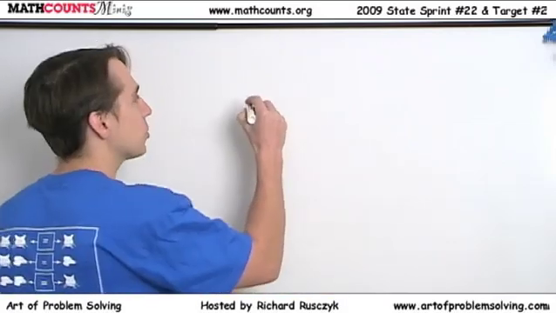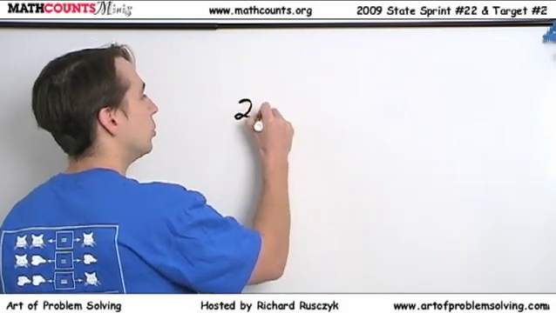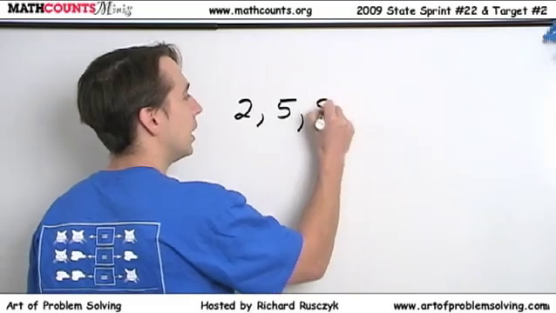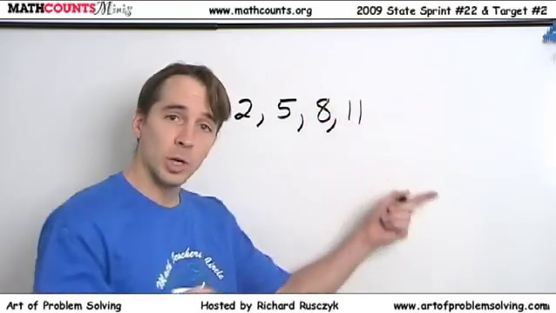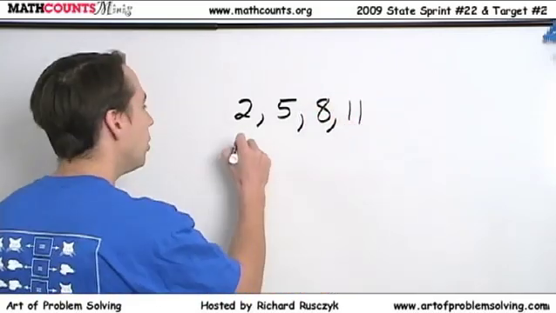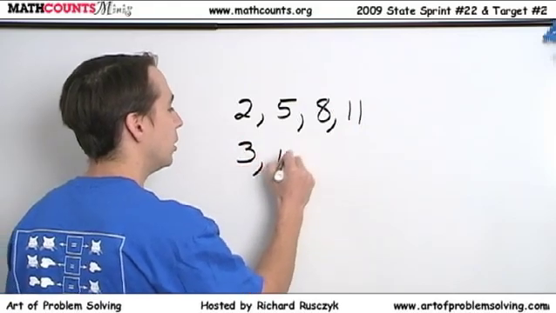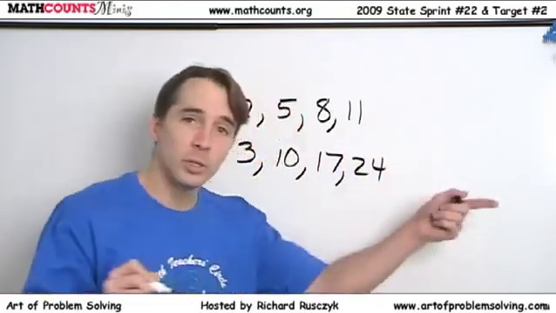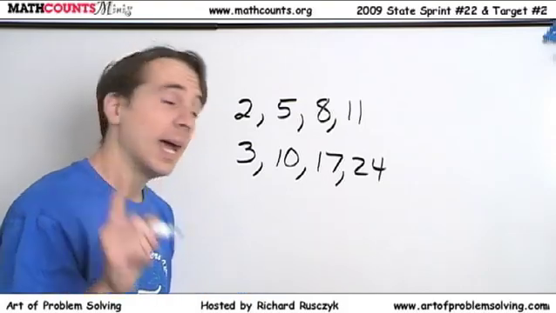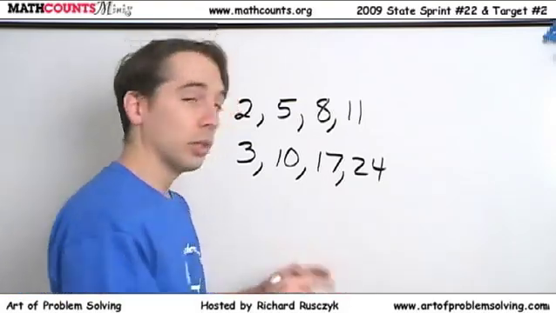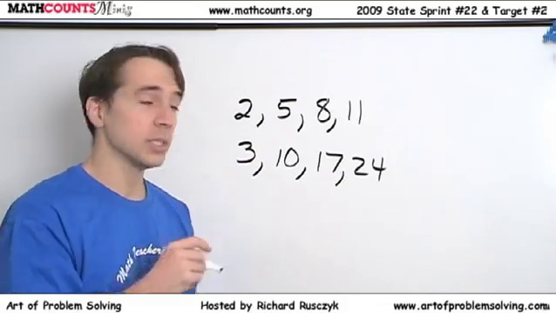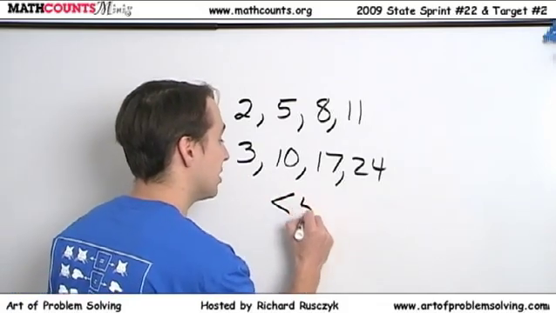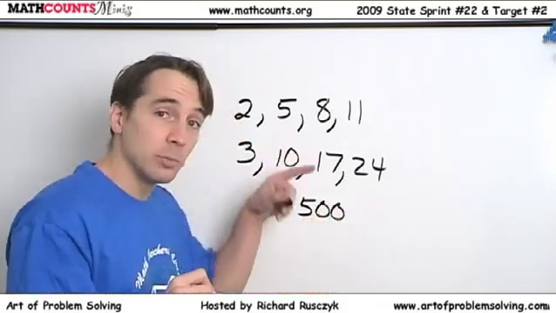arithmetic sequences. The first one goes 2, 5, 8, 11. Just keeps on going by threes. And the other one goes 3, 10, 17, 24. And that one just keeps going by sevens. And the question asks for the largest number in both sequences that is less than 500, with the largest number that appears in both of them.